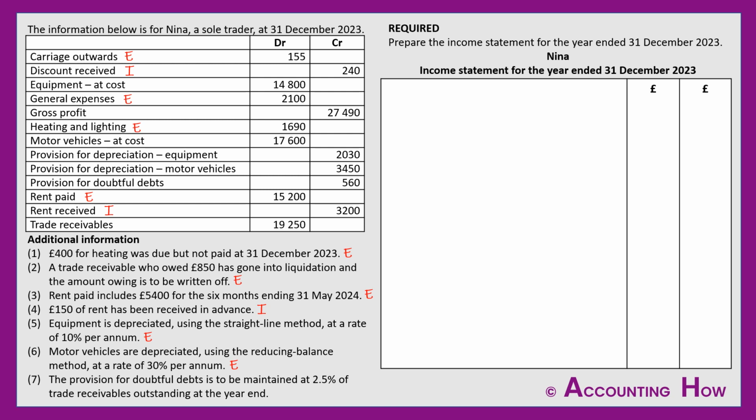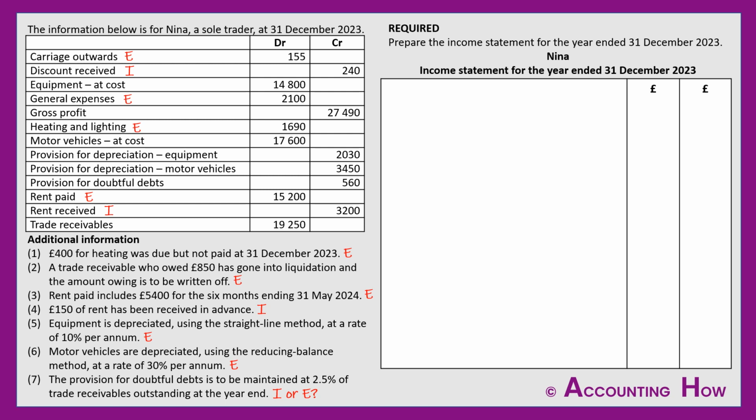And then finally, it says the provision for doubtful debts is to be maintained at 2.5% of trade receivables outstanding at the year end. Now, the thing with provisions for doubtful debts is we know from the beginning of the question she's already got a provision of £560. Because the value of the trade receivables will go up and down as each year goes by, the balance in the provision account will need to be adjusted. But we don't know whether it will need to go up or down. So at this stage, I'm just going to put I or E. That could end up being an income. It could end up being an expense, and we'll look at it when we get there.